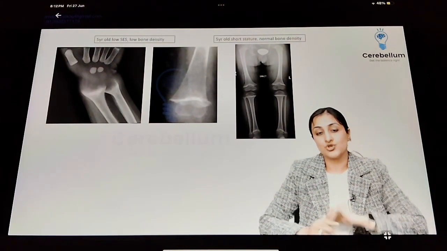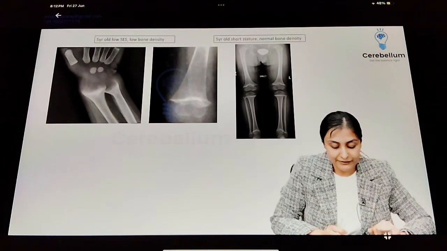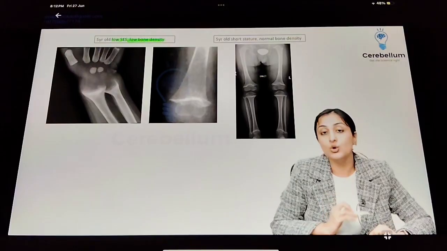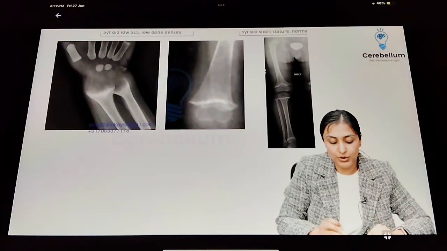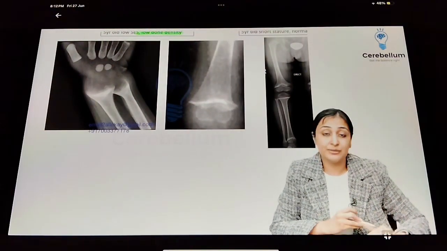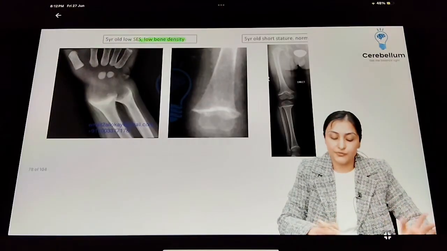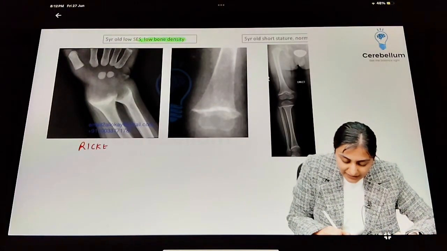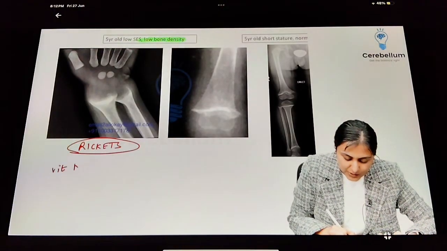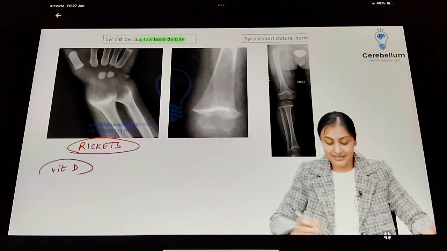Now a pattern approach: when they give you a 5-year-old boy, low socioeconomic status, low bone density, two causes of low bone density are rickets and scurvy. Both have different problems. In both, ultimately the bone is not forming, but in rickets the problem is that you don't have calcium. There is no vitamin D, or low vitamin D, so there is low calcium.